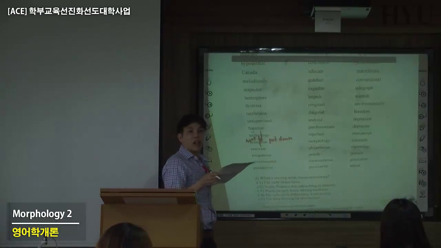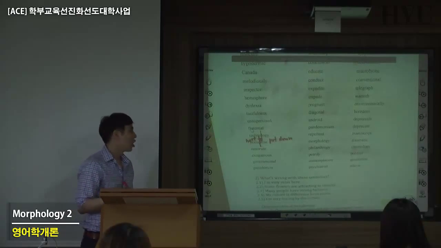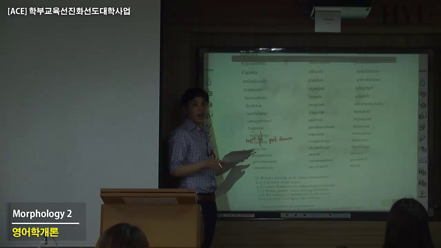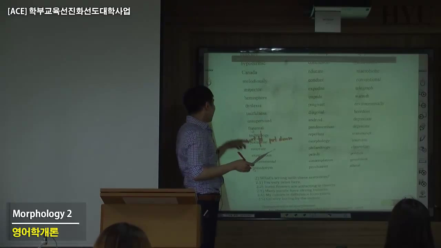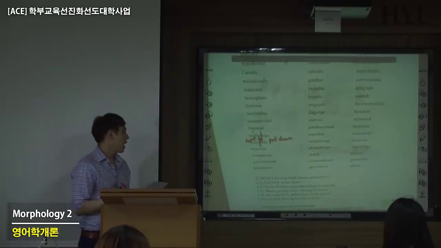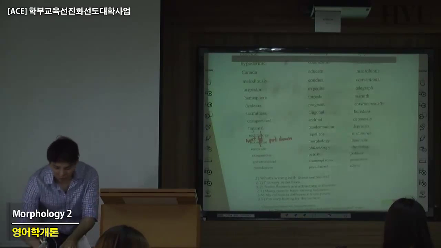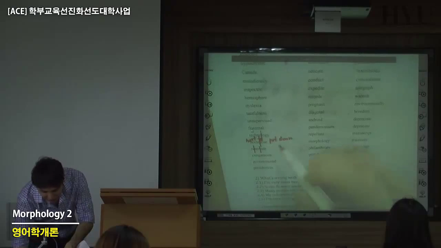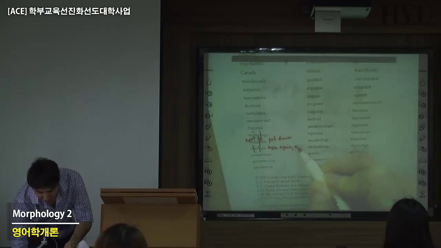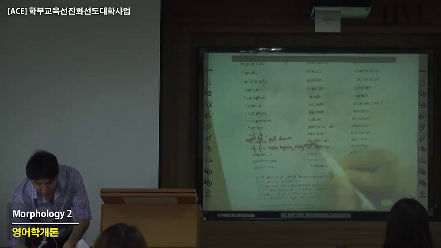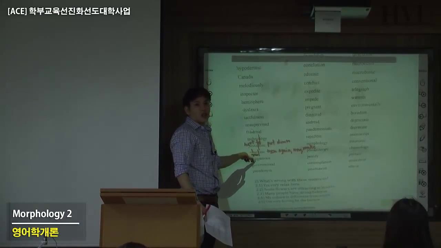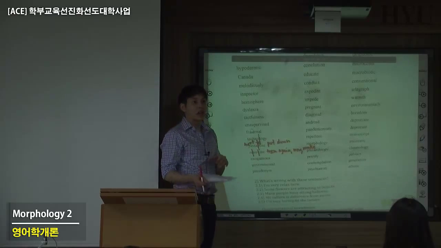Next one, renovate. How many morphemes are there? Three, right? We have re, right? Which means again, right? And then nov means new, right? You know, nov like nova, like that, new. And then ate is a verb morpheme, right? So again, new, and to make. So renovate is to make new again, right? Re is again, nov is new, ate is a verb suffix, means to make.